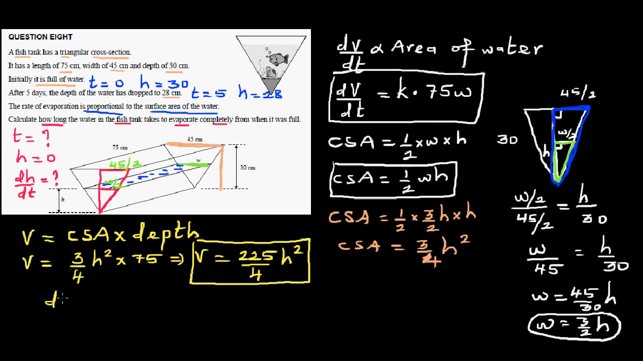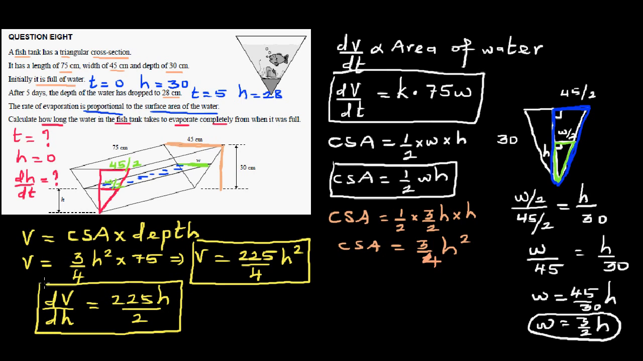Now, differentiating this with respect to h, dV by dh would be, this will become 2h, so this will be 225 h over 2. So this is one thing that we can say. Okay, what's the next thing? We now know W is 3 over 2 H. Let me use a different color.